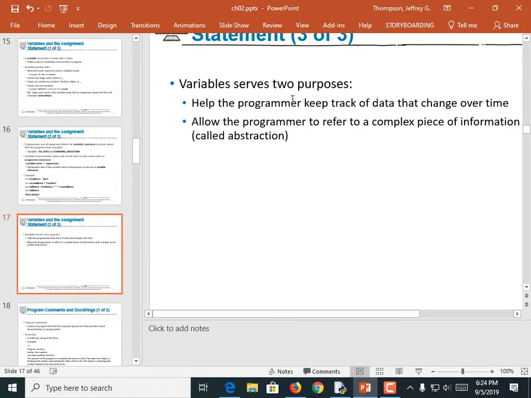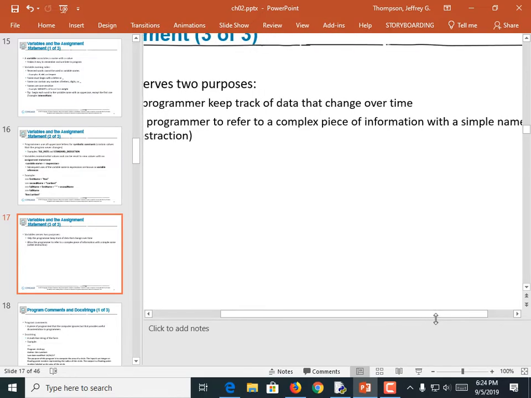So variables serve 2 purposes. They help the programmer keep track of data that changes. They allow the programmer to refer to a complex piece of information with a simple name.